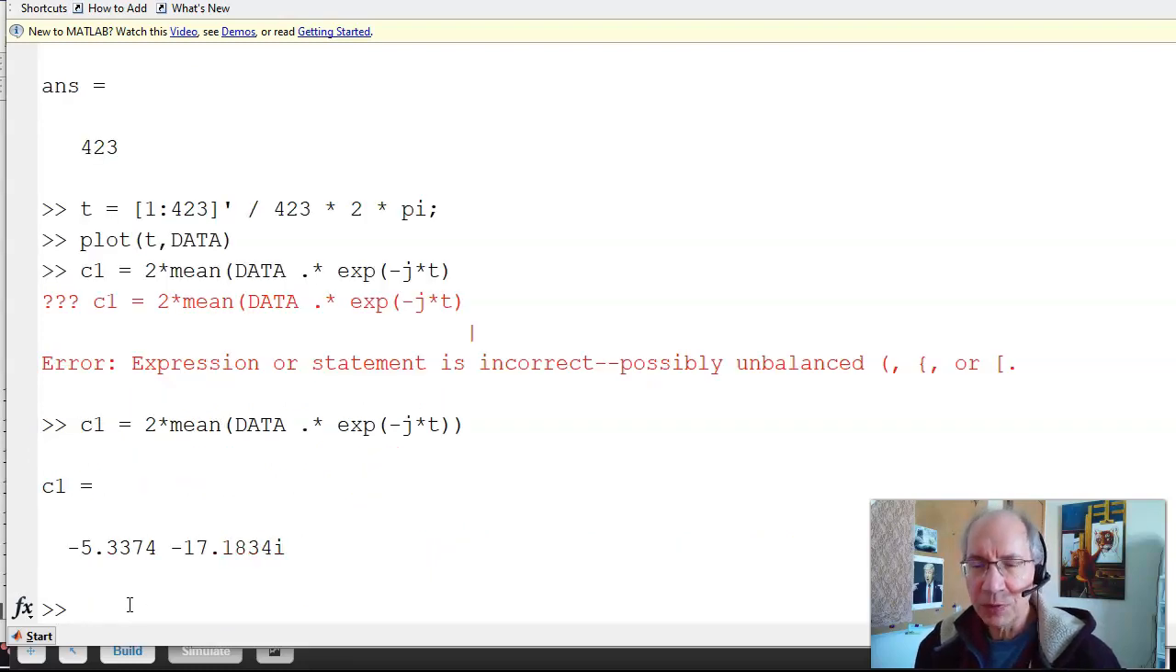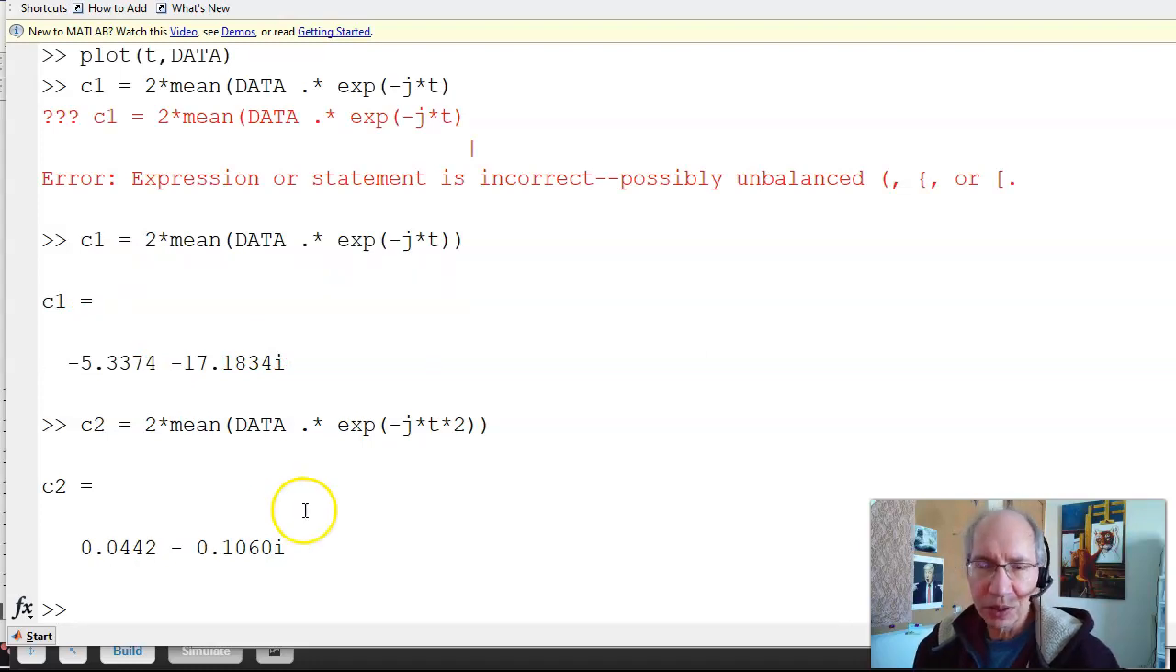So there's the first harmonic. Cosine is the real part, minus sine is the complex part. Second harmonic, that times 2. Notice the second harmonic's almost 0. It's almost a pure sine wave.